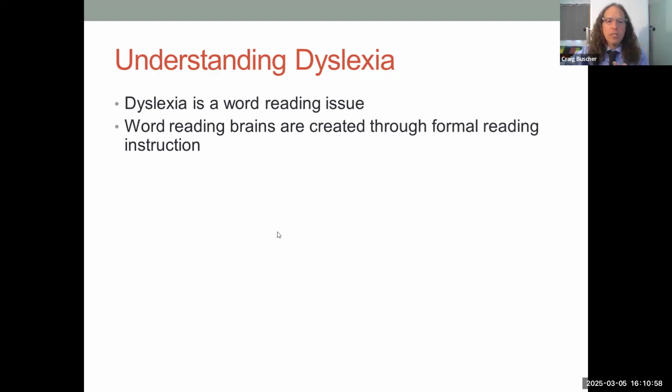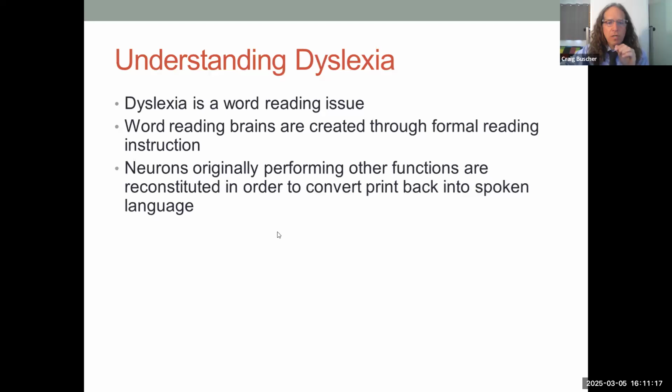So it's important to think about, none of us are born with a word reading brain. That has to be created. And that's going to be created through formal reading instruction. There are certain neurons that are going to start activating and processing and connecting with each other to form this proficient reading brain. There are neurons in your brain that take on this job that were naturally designed to do other things.